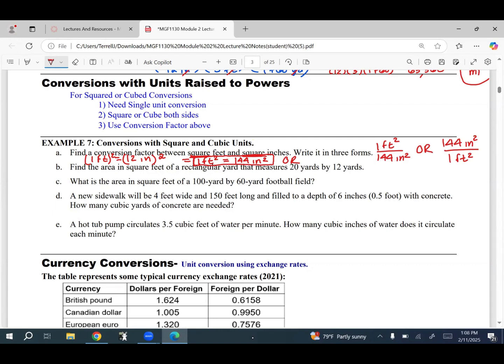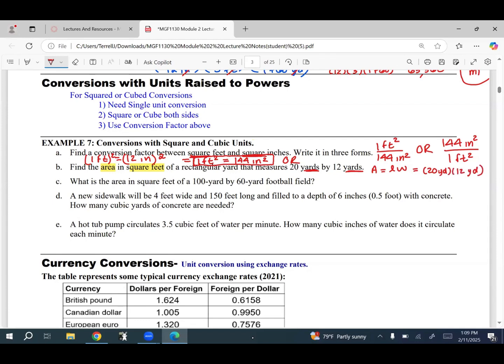Look at B. It says find the area in square feet of a rectangular yard that measures 20 yards by 12 yards. So they're asking for area. Now, the issue I see is that the dimensions they give are yards, but my final answer needs to be in square feet. So let's just go ahead and get started. We know area is length times width. And so I have length and width, that's 20 yards times 12 yards.